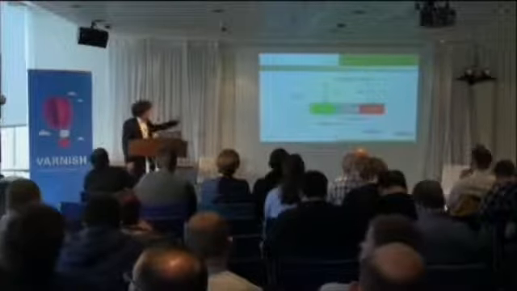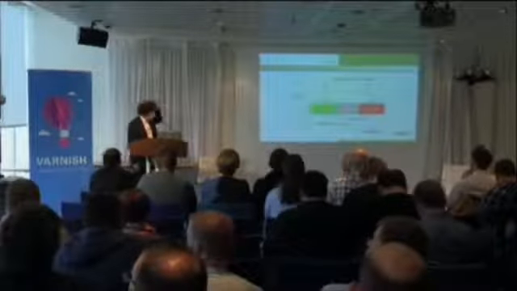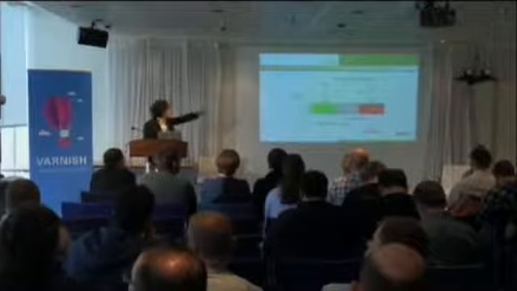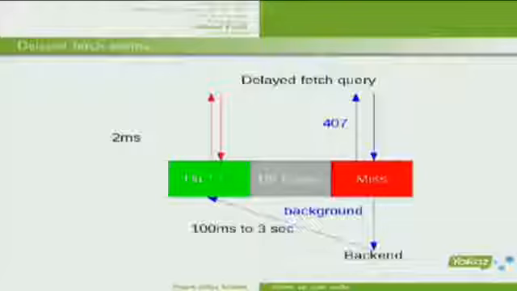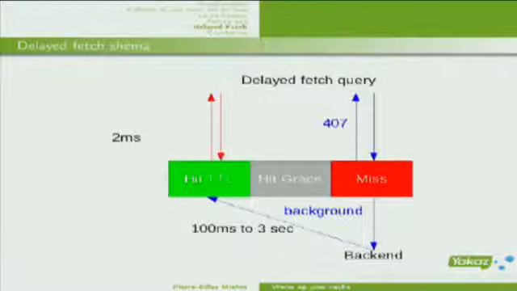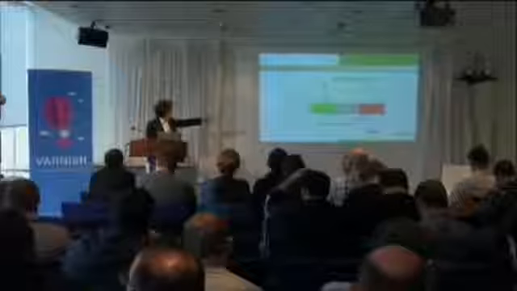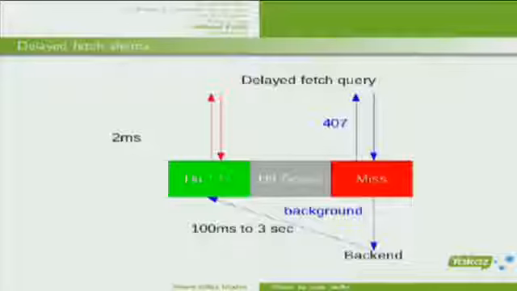You see the two types of requests. The first, this is a miss in blue. So the request is done. We answer 407. But the backend in background is hit, and the cache is filled. And next time we are in the perfect situation, because the object is in cache.